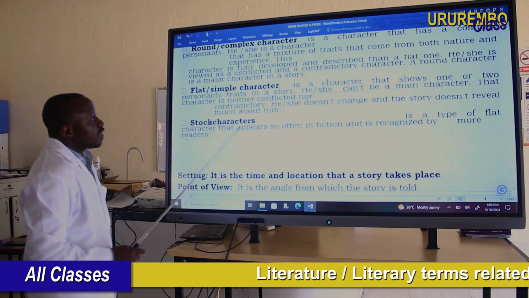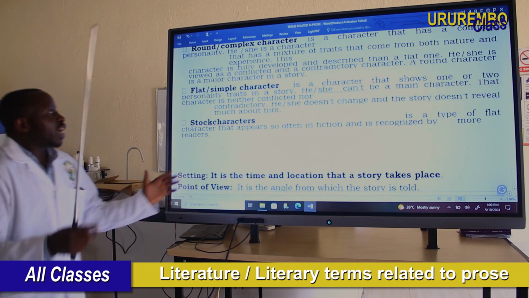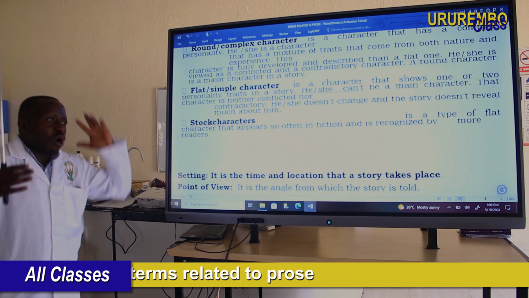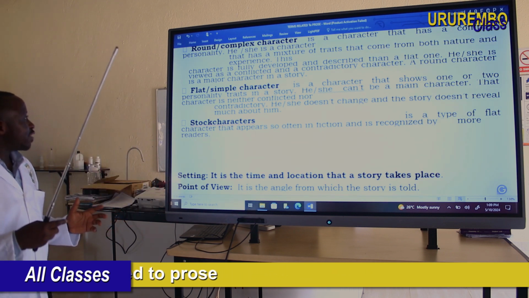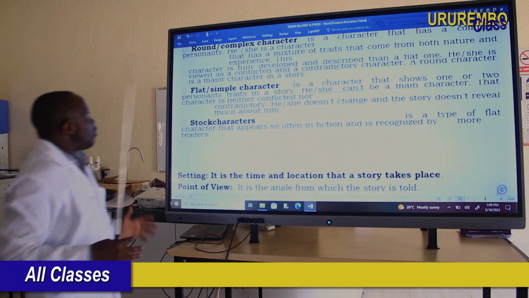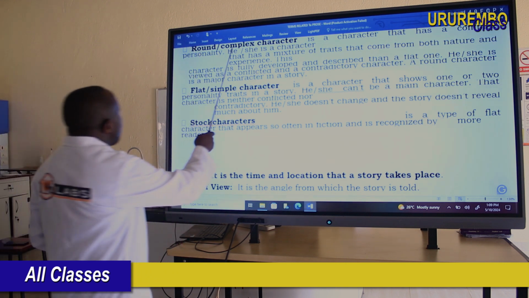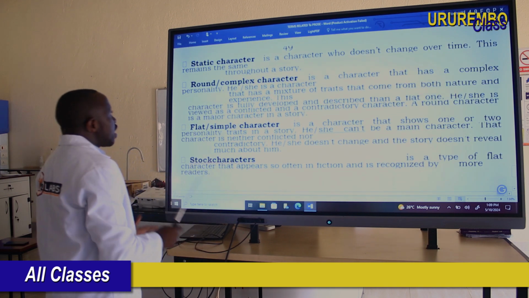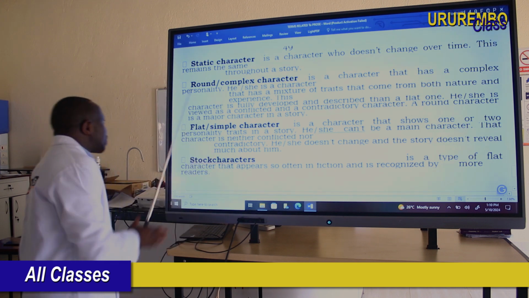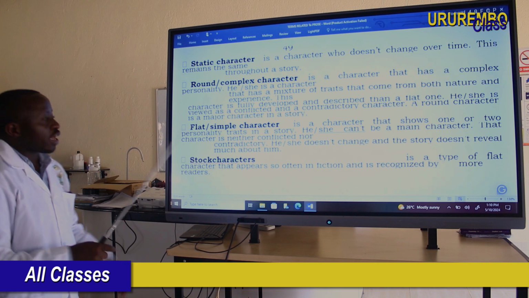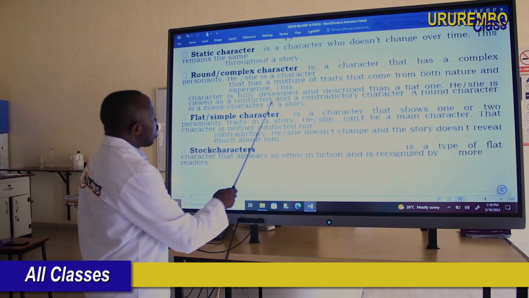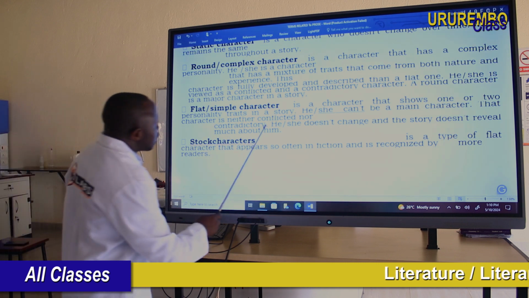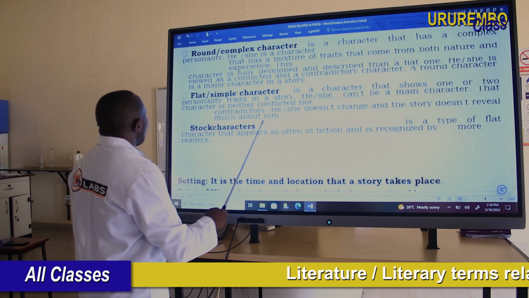Now, a round character is also called a complex character. When it has complex personalities, more than one behavior, it can be good or bad, can grow in mind, can grow physically. It can be intelligent at one time and not intelligent at another time.